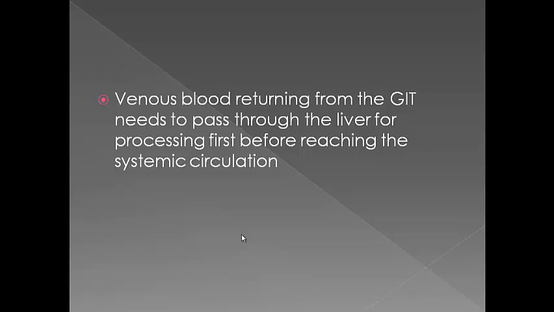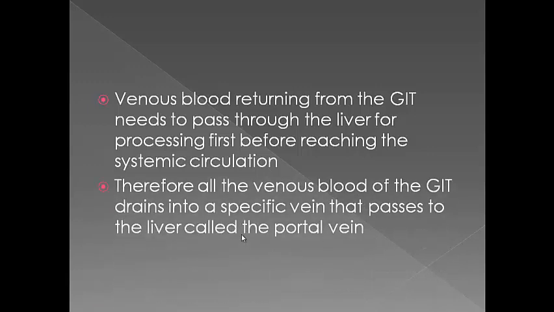Okay, and the reason for this is because the blood from the GIT needs to be processed first. It needs to be detoxified if there's anything that needs to be removed, if there are any excess nutrients that need to be stored, and things like that. So there's a whole processing event that occurs in the liver. All the venous blood of the GIT drains into a specific vein that passes into the liver, and this is called the portal vein.